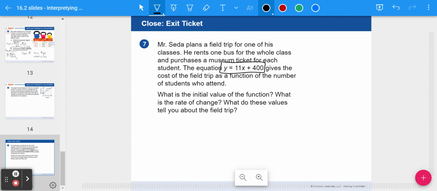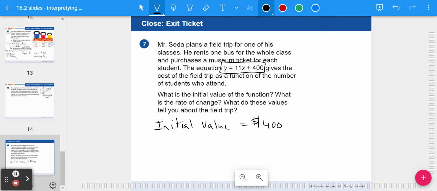So what is the initial value of the function? What is the rate of change? And what do these tell you about the trip? So real quickly, because I think this is a really great problem. Because it deals with an equation, we already did a graph, we already did a table. Let's look at this equation and break it down a little bit. The initial value is the same as the y-intercept. So that's that 400. For some reason, it's $400 right away.